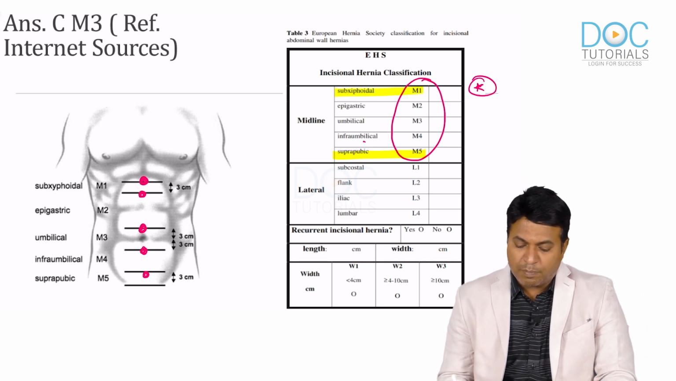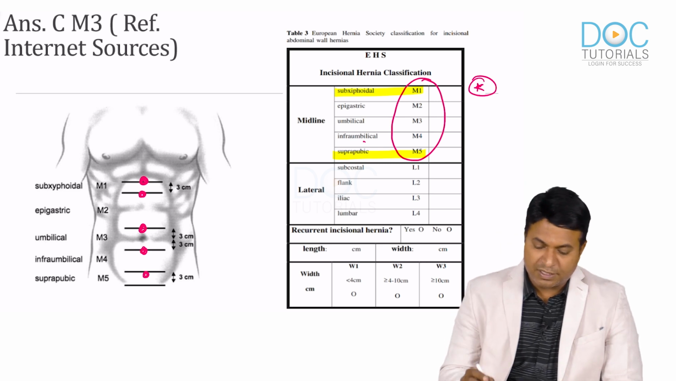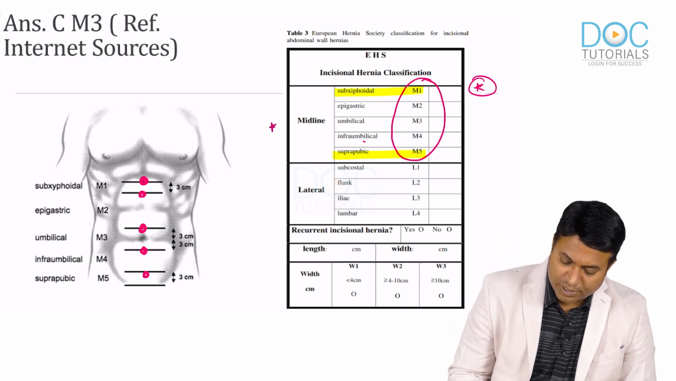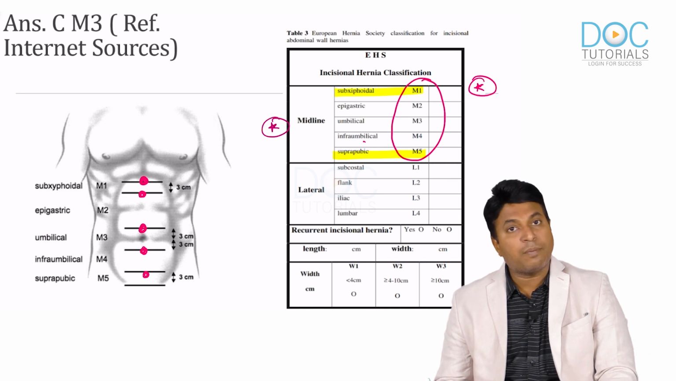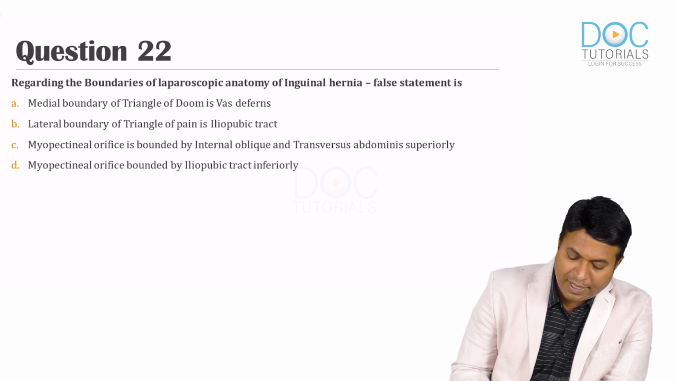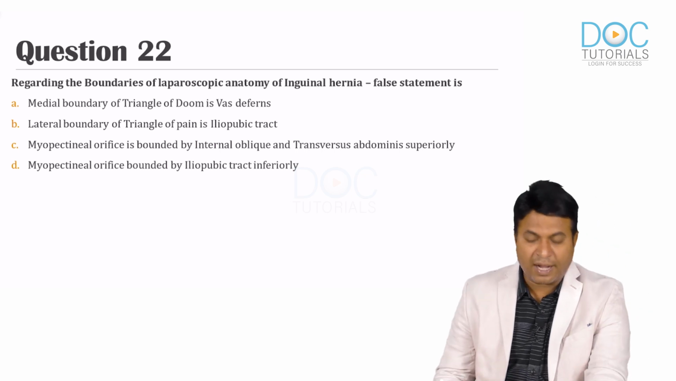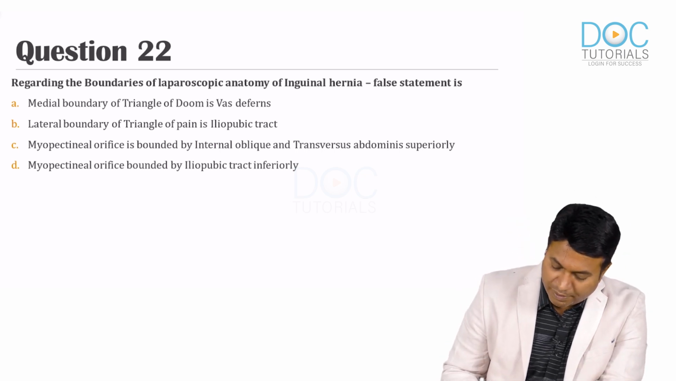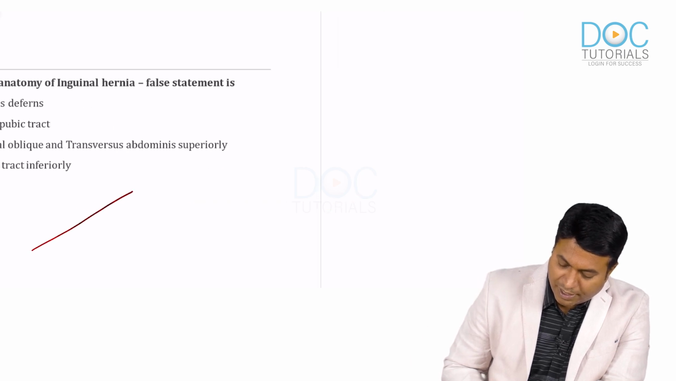So, similarly, depending upon the defect there are many other classifications, but the question asked in this is European Hernia Society. Please understand this M1, M2, M3, M4, M5. And this is again a repeat MCQ regarding the boundaries of laparoscopic anatomy of inguinal hernia. I hope you know the anatomy of inguinal hernia. I am drawing the anatomy now.